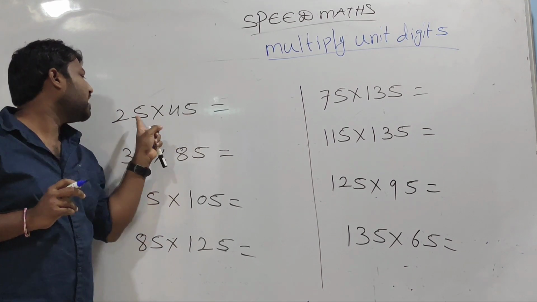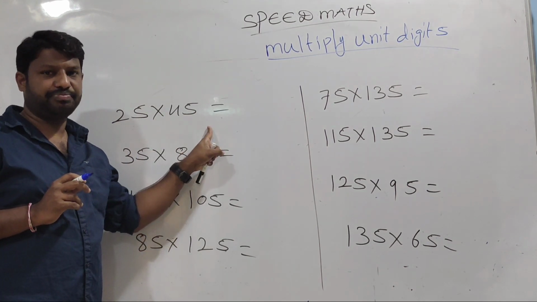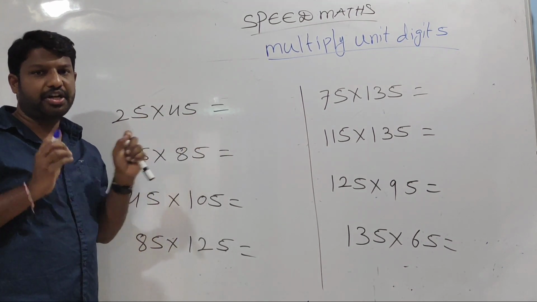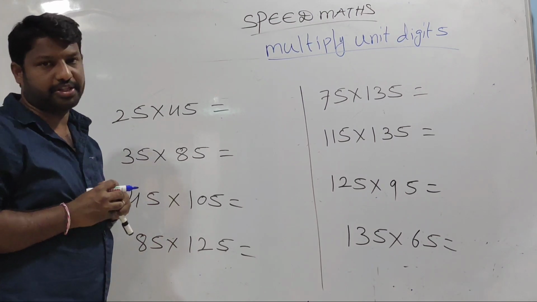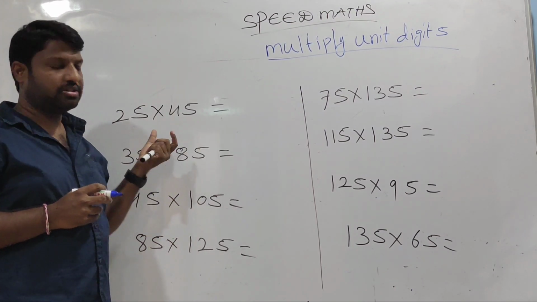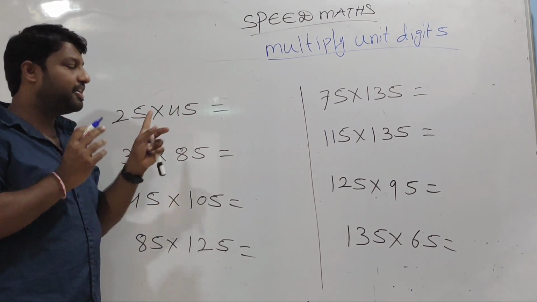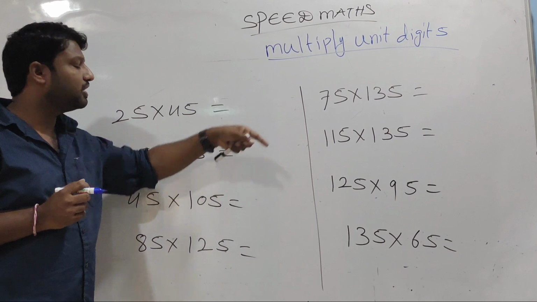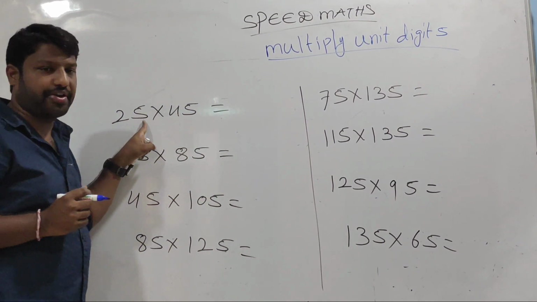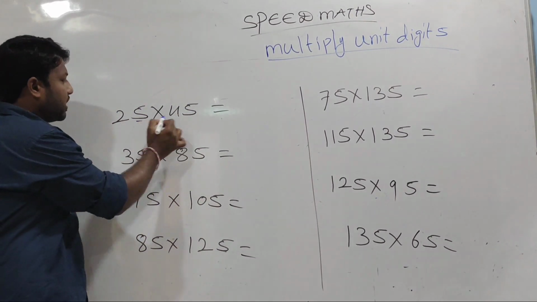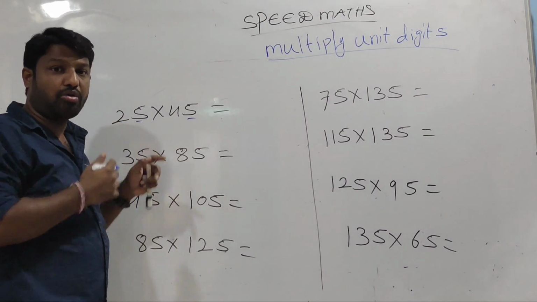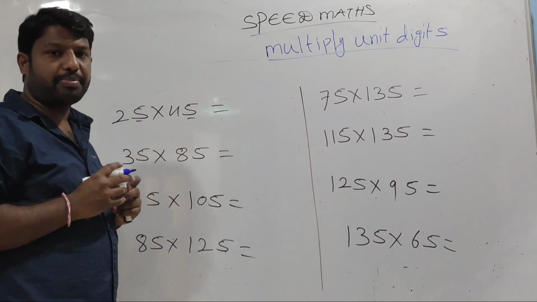Generalized means you should have only the unit digit, the last digit, as 5. If the last digit is 5, how do we do this method? Before that, what we have done is taken the last digit as 5 and the difference as 10, and directly we wrote the answer. But here the last digit is 5, here also 5, but the difference is not 10.